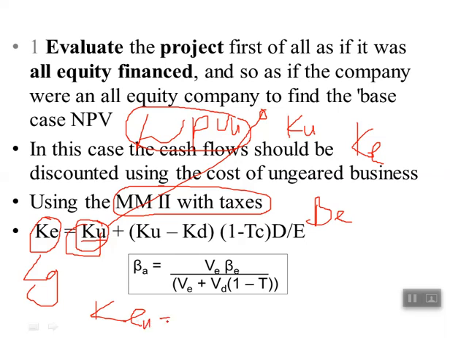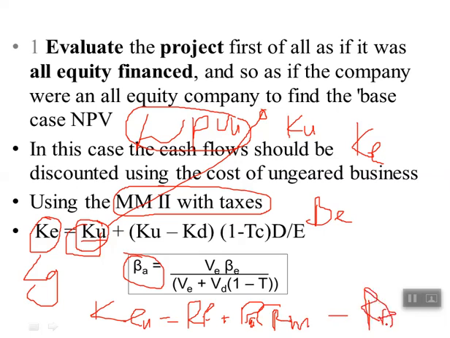it will be equal to, if you are using the capital asset pricing model, our risk-free plus beta, the asset beta. This one is what we call the asset beta. Then into market return minus our risk-free.